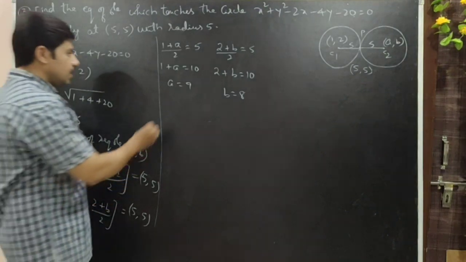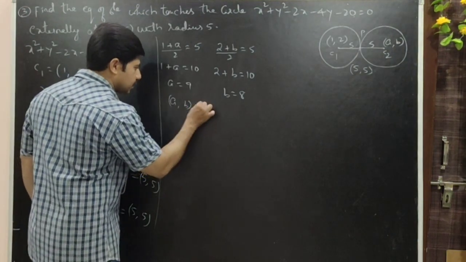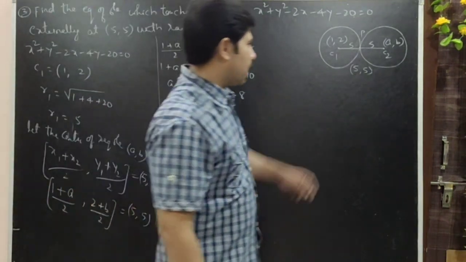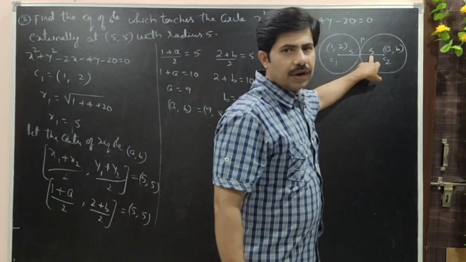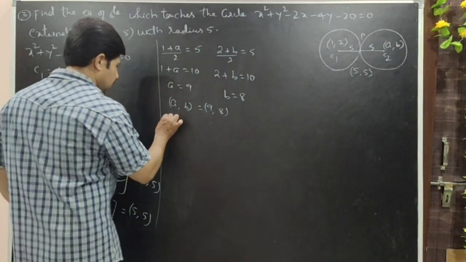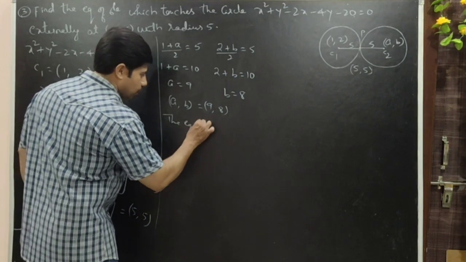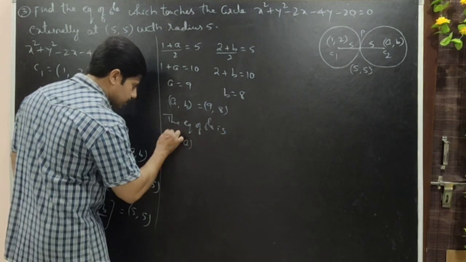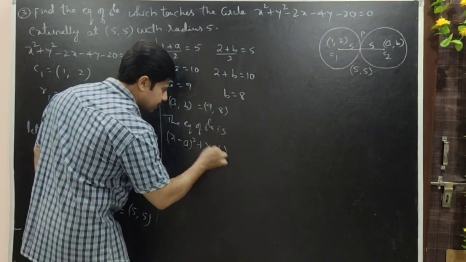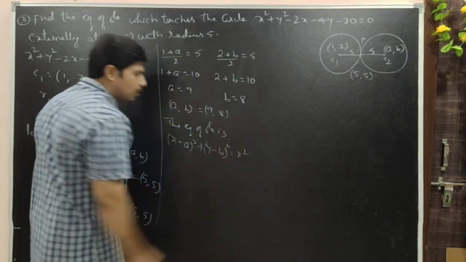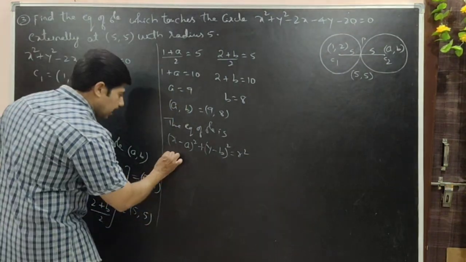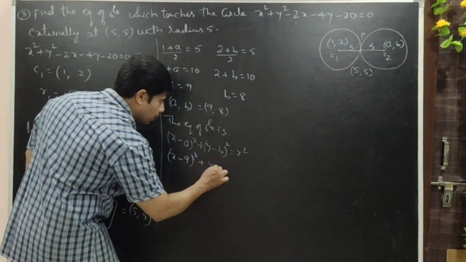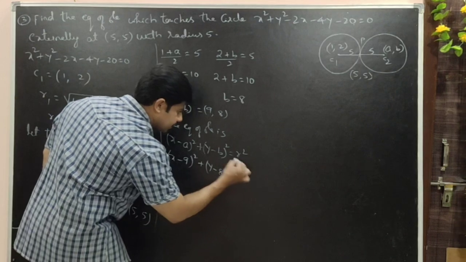So now, what is the center we got of the required circle? It is 9 comma 8. Now we have the center as 9 comma 8 and the radius is 5. We can find out the equation of circle. The equation of circle is x minus a whole square plus y minus b whole square is equal to r square. So x minus 9 whole square plus y minus 8 whole square is equal to r square.